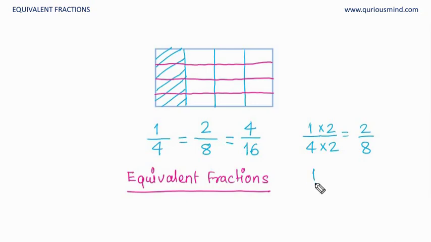And again, if I multiply both numerator and denominator by 4 instead of 2, what I get is 4 upon 16. So this tells us that if you multiply both numerator and denominator by the same number, then the new fraction which you get is going to be of equal value to the original fraction, and it will be called an equivalent fraction. We'll see one more way.